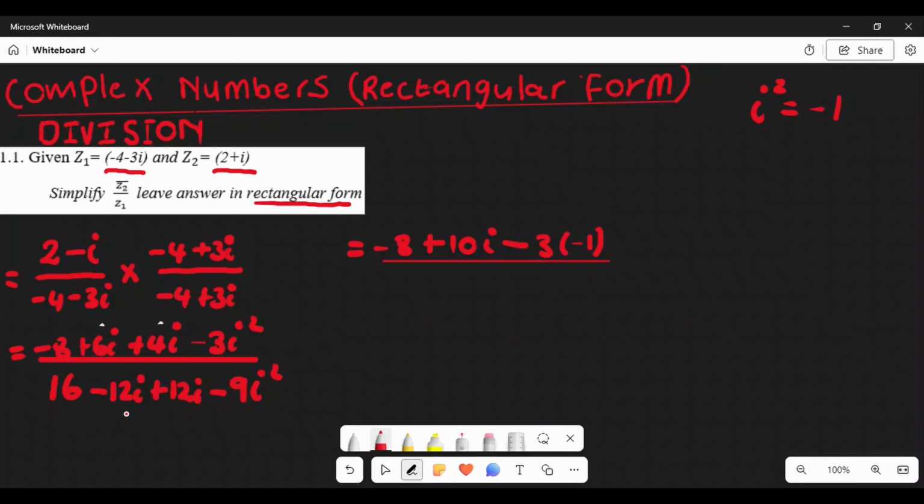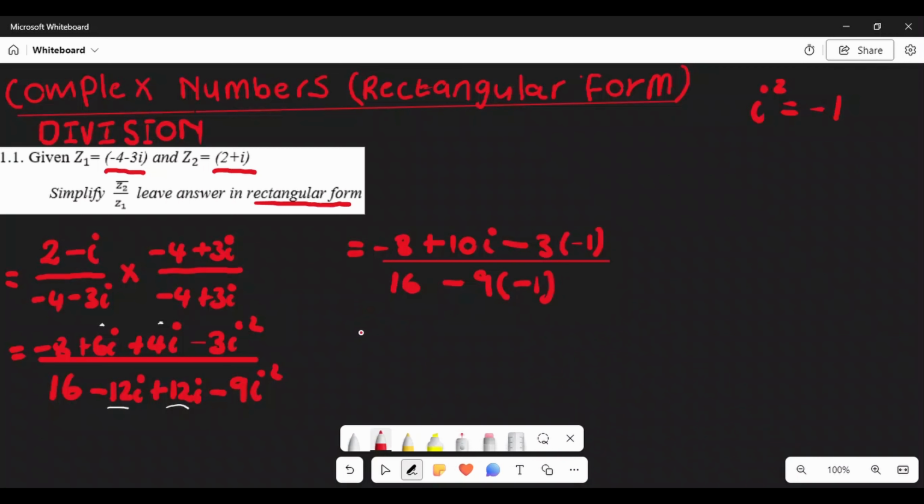Then we look at our denominator. We're going to have 16, and then we have negative 12i and positive 12i. These are like terms, so they're going to cancel each other and give you 0. So we're going to be left with negative 9, remember, and i squared. But what is i squared? It's going to be negative 1, just like the one here in the numerator.